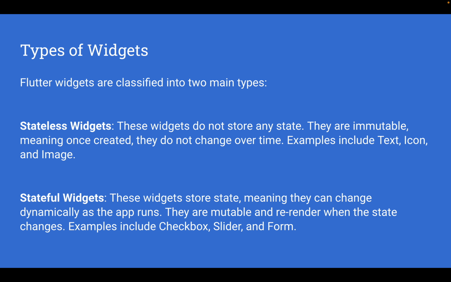On the other hand, stateful widgets store a state, meaning they can change dynamically as the app runs. They are mutable and re-render when the state changes. Examples include checkboxes, sliders, forms, and radio buttons. When we select a checkbox, the value needs to change, so we need to update the value. So we are using state. Okay, we are using stateful widgets.